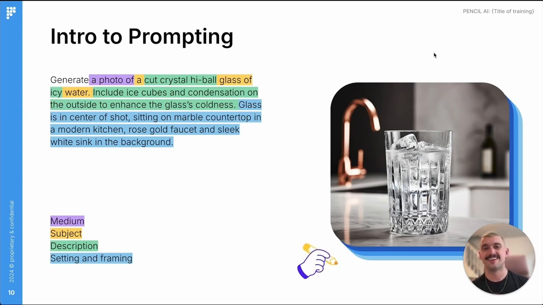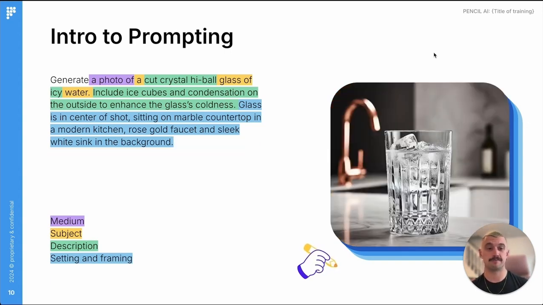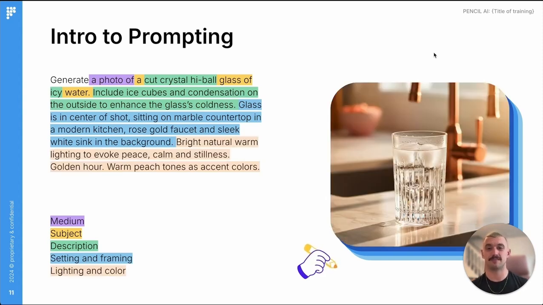I'm not giving up. So next thing I'm going to do is lighting and colour. And I've just added again, bright, natural, warm lighting to evoke peace, calm and stillness, golden hour, warm peach tones as accent colours. And this has made a big difference to the visual appeal of this image. It's gone from quite a cold image to, as I've asked for, a kind of warm, calm image. There are still issues in the background. The faucet sitting in the sink doesn't ring true, but we've got one last trick up our sleeves.